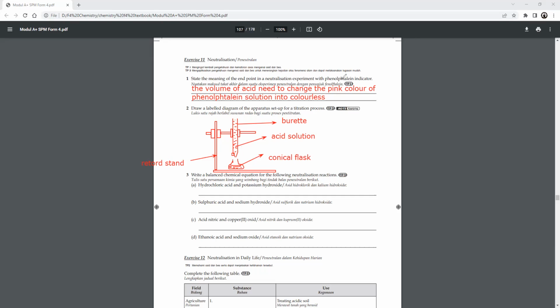So this pink color of the phenolphthalein will change to no color. Pink color changing to no color means it has changed from alkali to neutral. So at that point, the last drop, it is called the end point. The total volume that you add in until the last drop is called the end point, the volume that you need for the neutralization. Okay.